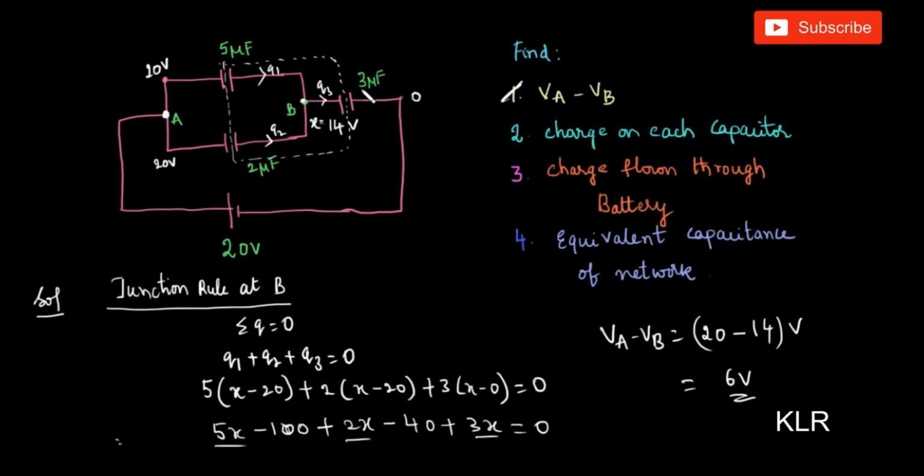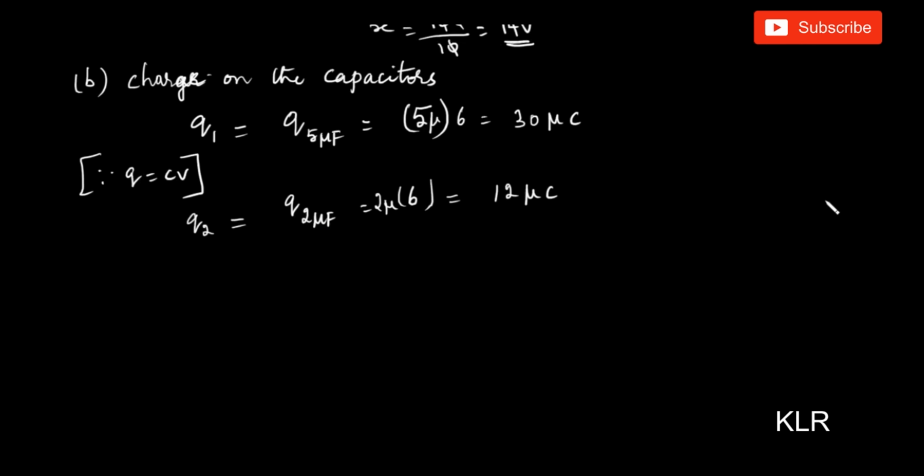Okay, now look here, 2 into the potential difference 6, 2 into 6, 12 we got, right? Now the charge on 3 microfarad will be equal to Q3, which is nothing but 3 into potential difference, 14 minus 0, 14. 3 into 14 will be the charge on the 3 microfarad capacitor. So Q3 is equal to 3 micro into potential difference 14. 3 4s are 12, 3 1s are 3 plus 1, 4, 42 microcoulomb.